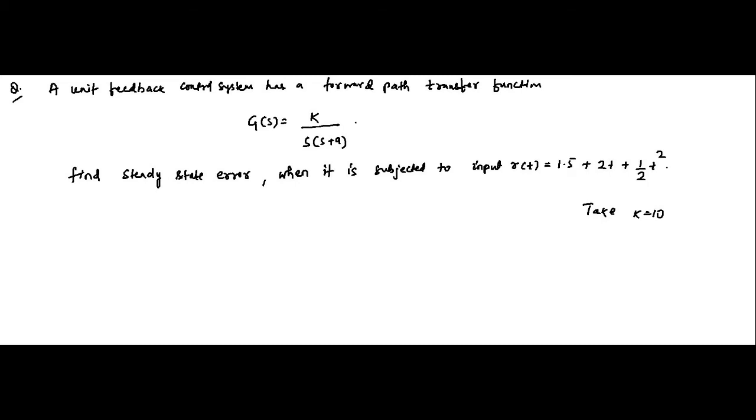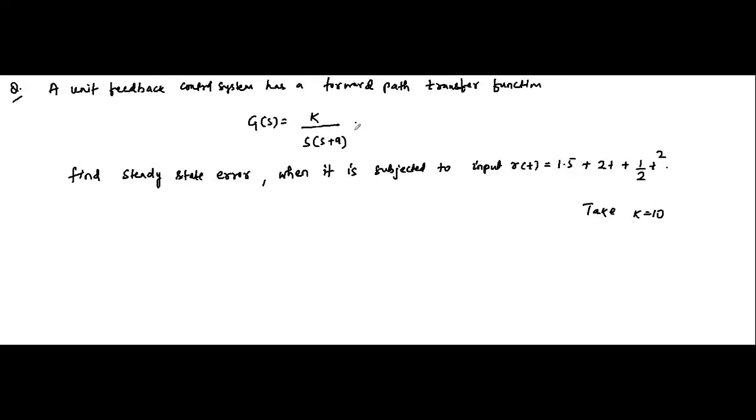So we'll continue our discussion related to error analysis. So here is another question. Here it is given that a unit feedback control system has a forward path transfer function given by G(s) is equal to K by s into (s plus 9). We have to find out the steady state error when this system is subjected to input given as 1.5 plus 2t plus half t square. It has been asked to take the value of K equals 10.